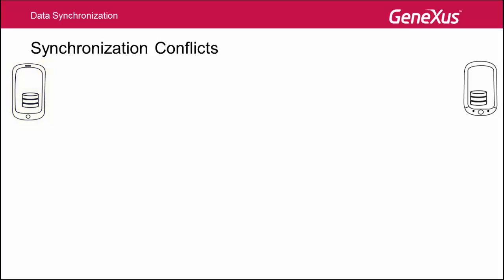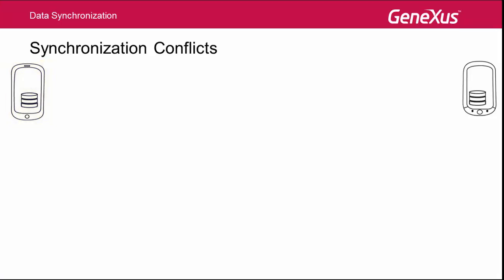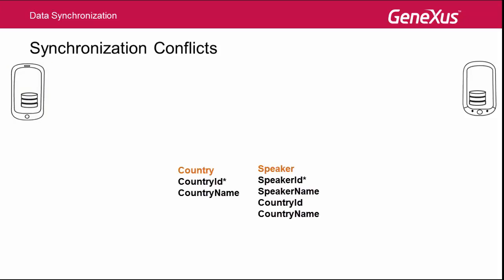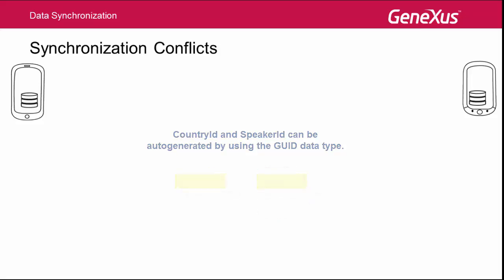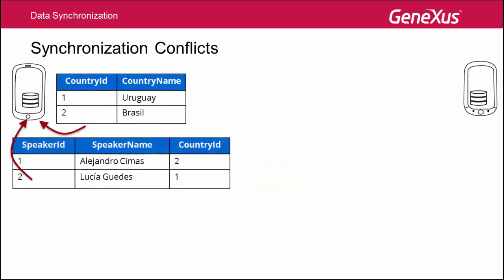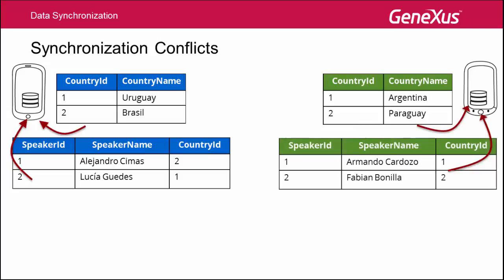Let's see this in our example. In the Event Day KB, we have the Country transaction with the CountryId attribute and the Speaker transaction, which has the CountryId attribute as foreign key. For example, here we can see that a device created the countries Uruguay with ID equals 1 and Brazil with ID equals 2, and that the countries Argentina with ID equals 1 and Paraguay with ID equals 2 are inserted in another device.